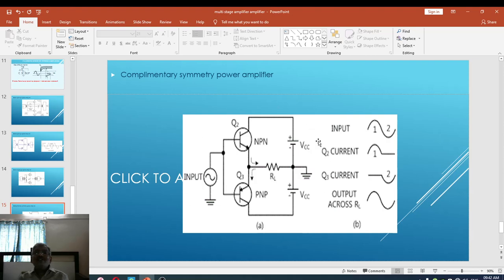Friends, we are now going to study the construction of the complementary symmetry power amplifier. It consists of two transistors, but the change is that one transistor is an NPN transistor and the second is a PNP transistor. That is the difference. In class A, class B, class AB, class C power amplifiers, both transistors are of the same type, either NPN or PNP. Here, one is NPN, the other is PNP.